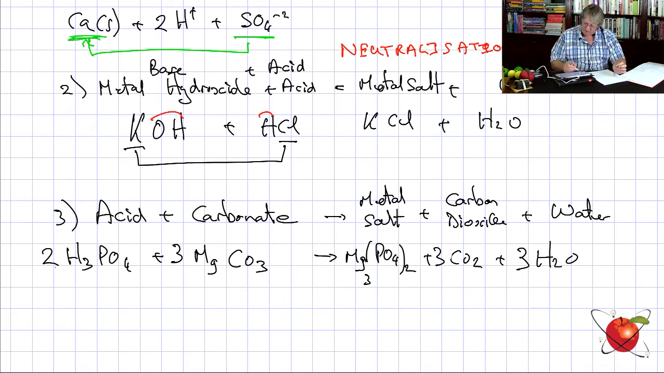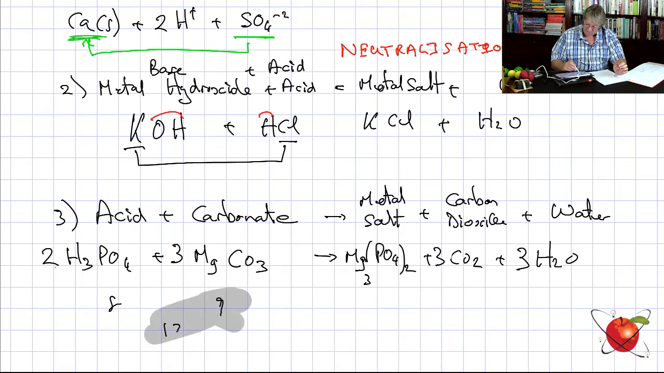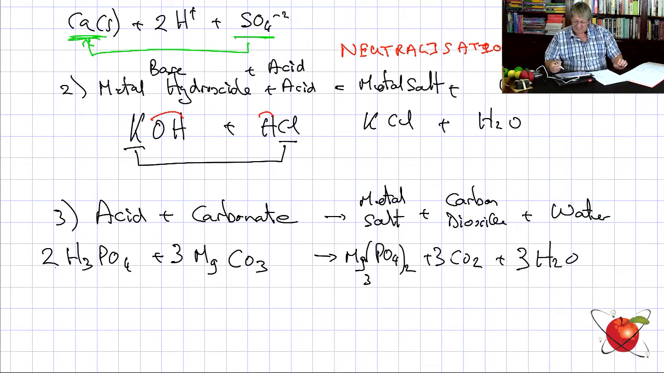What do I do next? I say, okay, oxygens, I've got 8 and 9, which is 17. This side I've got 8, 6, 3. 8, 9, there we go, 17, right? So that's a balance. That's quite a difficult one, by the way. And there we've got it balanced. I'm glad that we did that. So there's the balanced equation, the acid and the carbonate. Quite a difficult one, in fact, that we chose there.